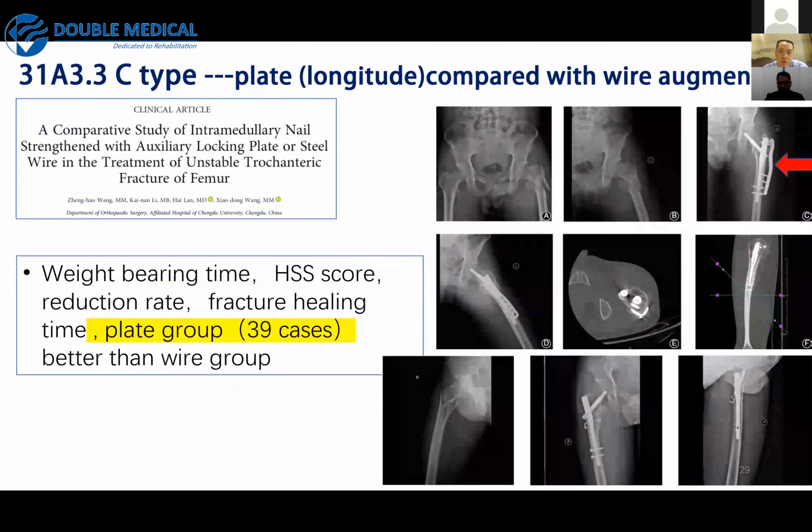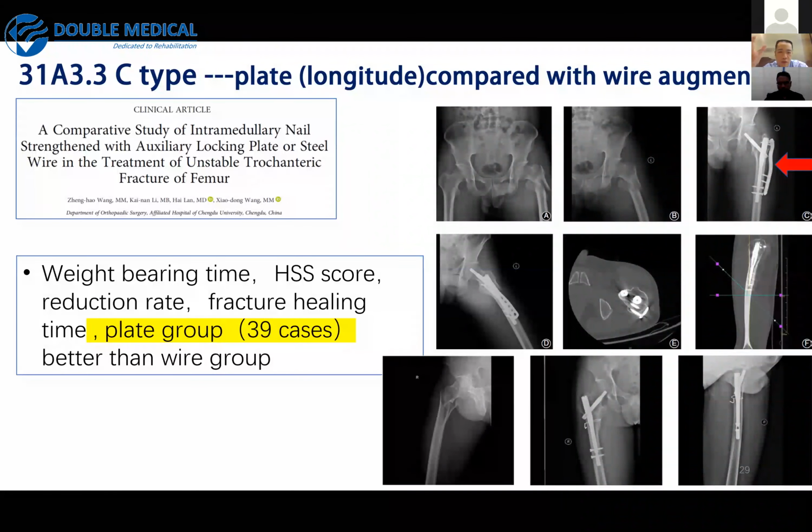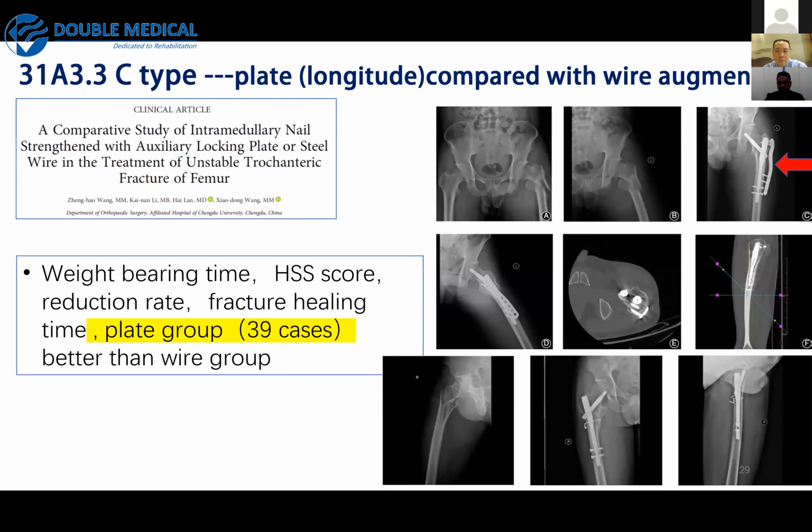If the fragment is long enough, you can put a plate or screw in this fragment. You can put in a plate longitudinally. And compared with the wire, they show a better clinical result and fracture healing.